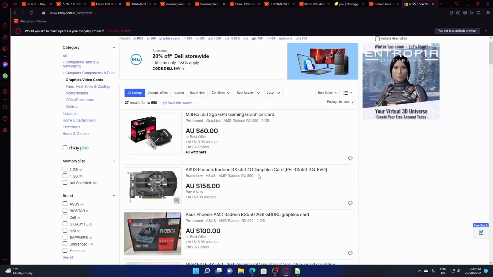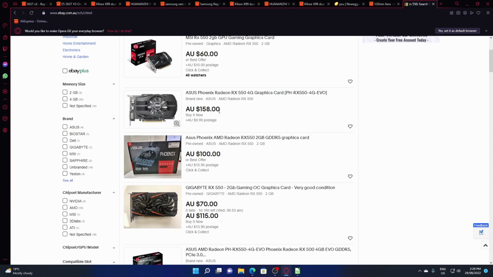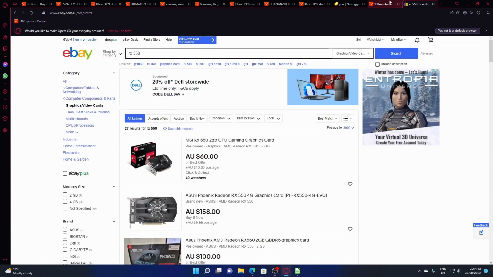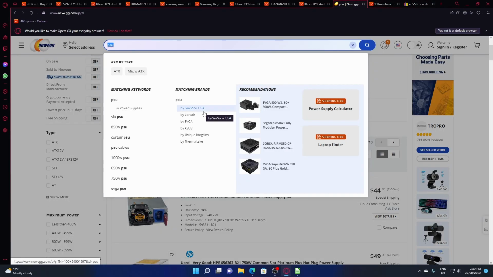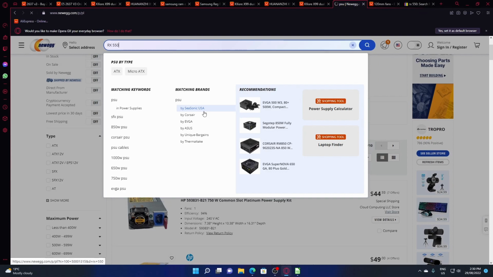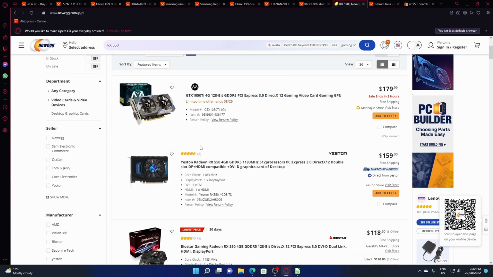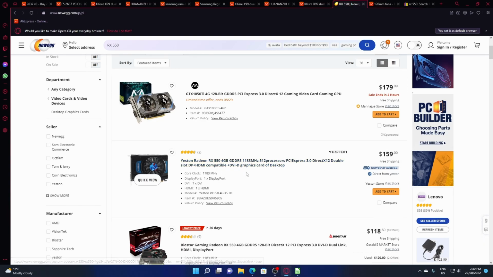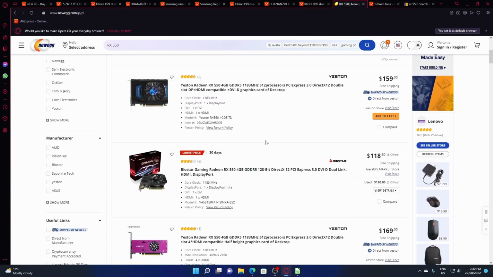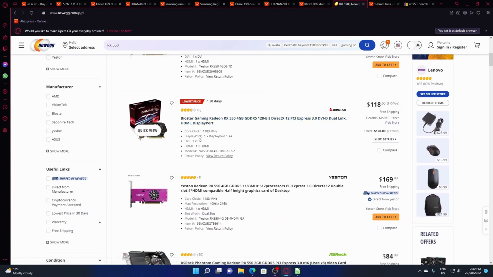$60. Okay, we want the 4 gig variant. 160. Okay. I got it in Australian dollars. This will not do. Let's just try Newegg. Nah, you might as well buy it brand new. Good brand, I can't tell. I would suggest that it can do everything. And for that price, yeah, let's go with this one. Same GDDR5.